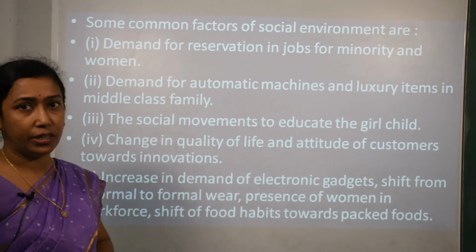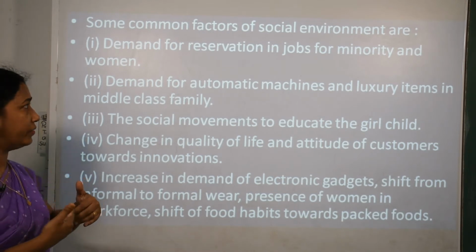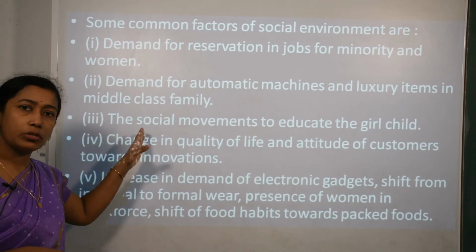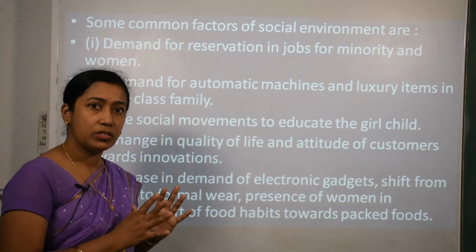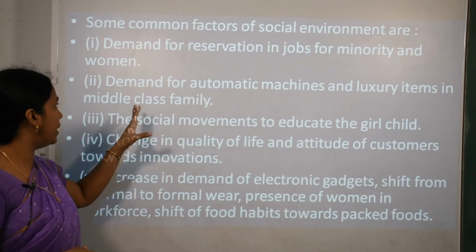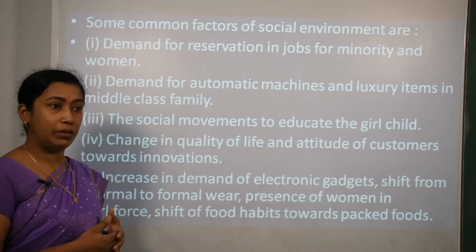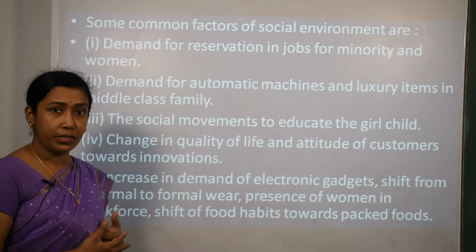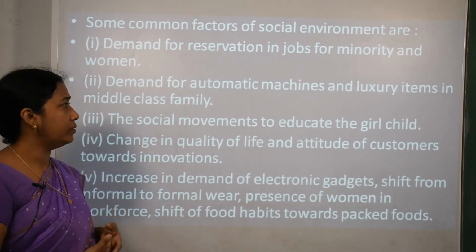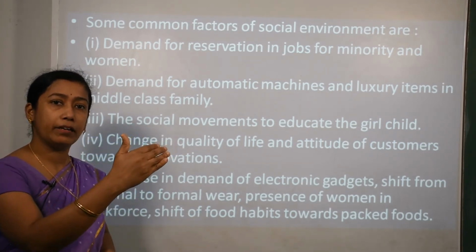Some common factors of the social environment, other than festivals, culture and tradition, can be the demand for reservations in jobs for minority groups and women. This is also part of the social environment by which business transactions are affected. Demand for automatic machines and luxury items in middle class families. Suddenly there is a high rise in demand from middle class families for automatic machines, like washing machines and many other things which run automatically, and some luxurious goods. So demand for those goods suddenly increases.